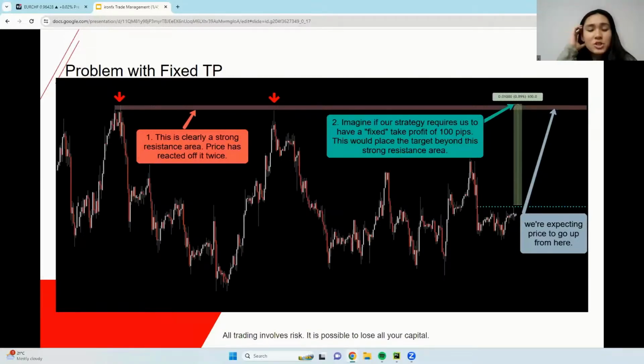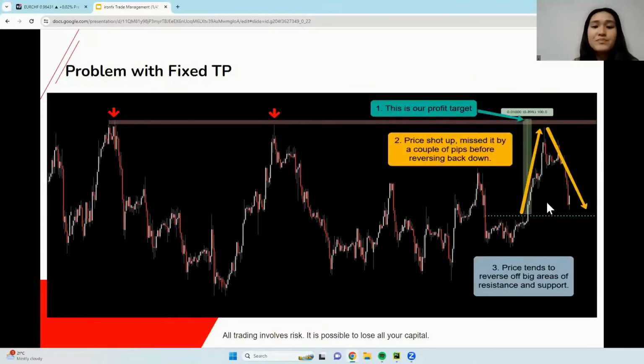So if our trading strategy requires us to have a fixed take profit of 100 pips, okay, look at our point 2, take profit of 100 pips. This would place the target beyond this strong resistance area. Okay, so our entry is over here, and we're expecting price to go from our entry to this resistance level here. Okay, and this is how it plays out.